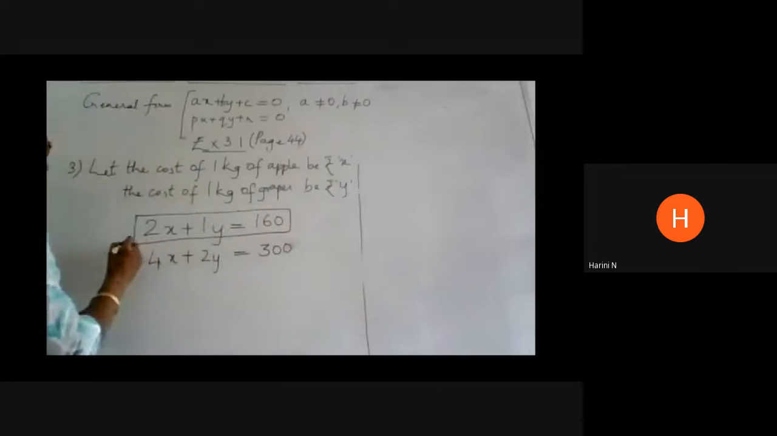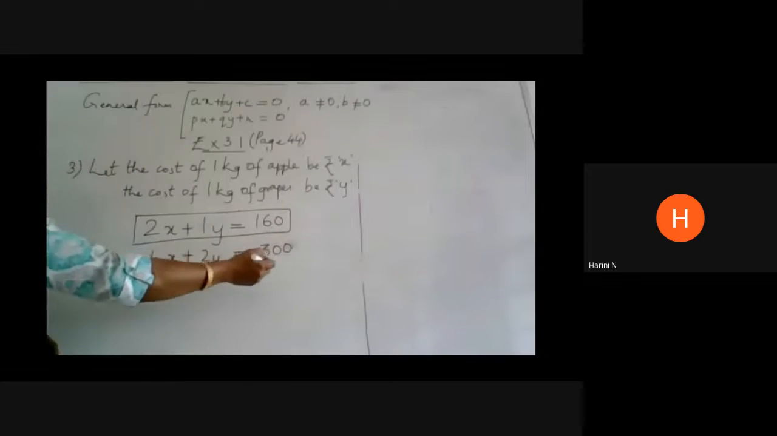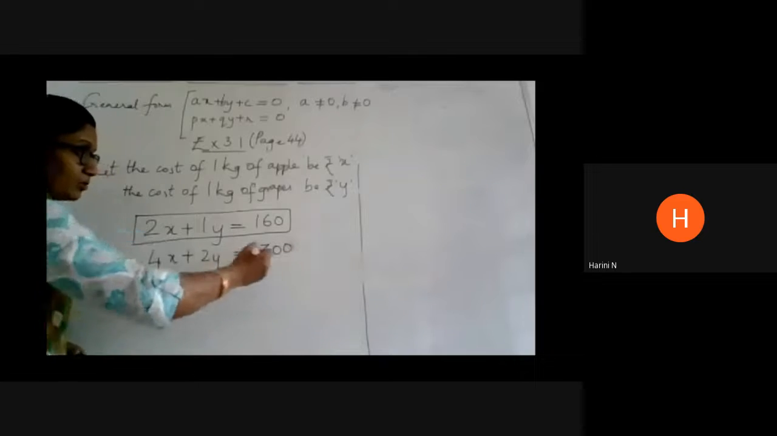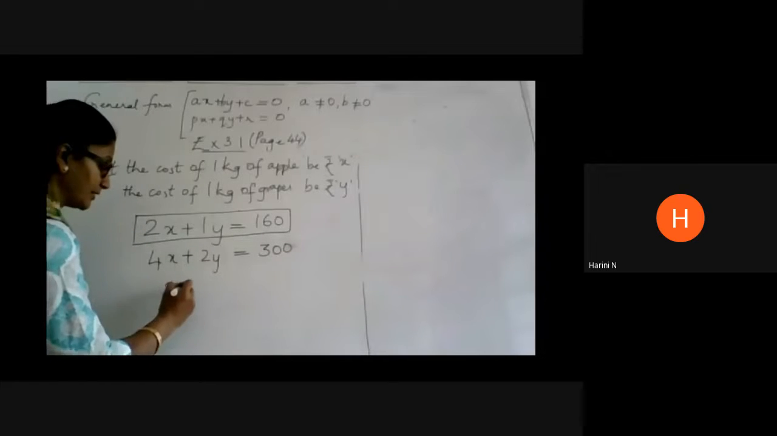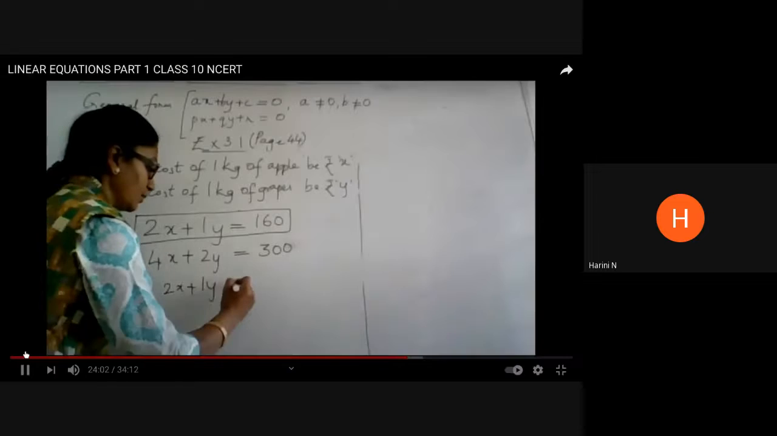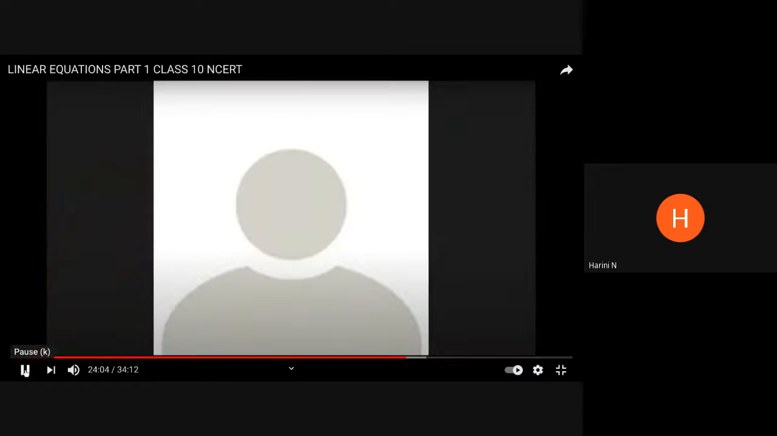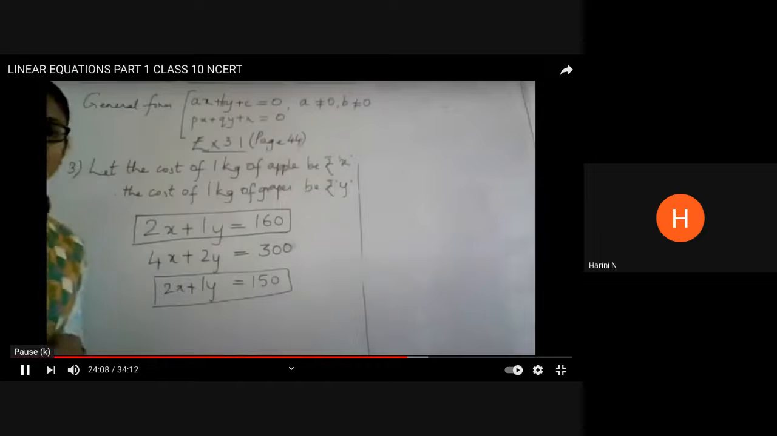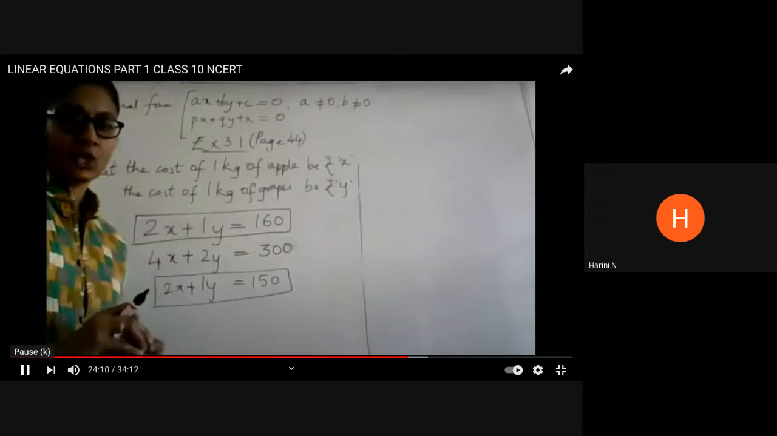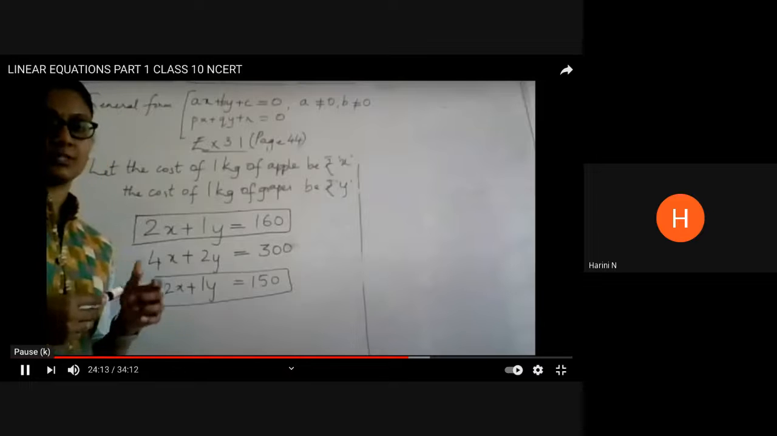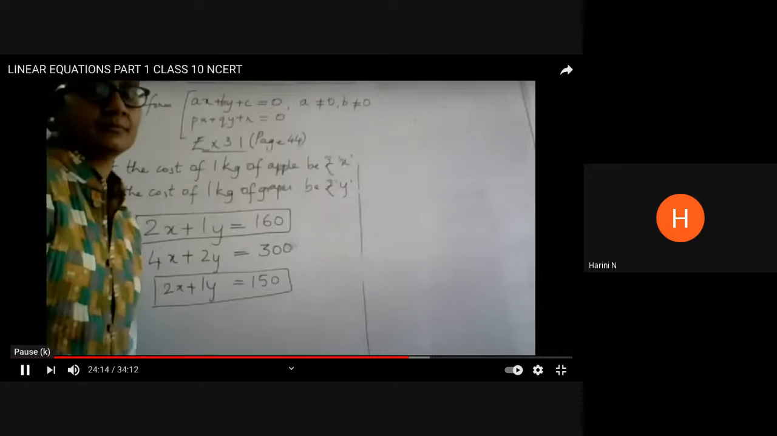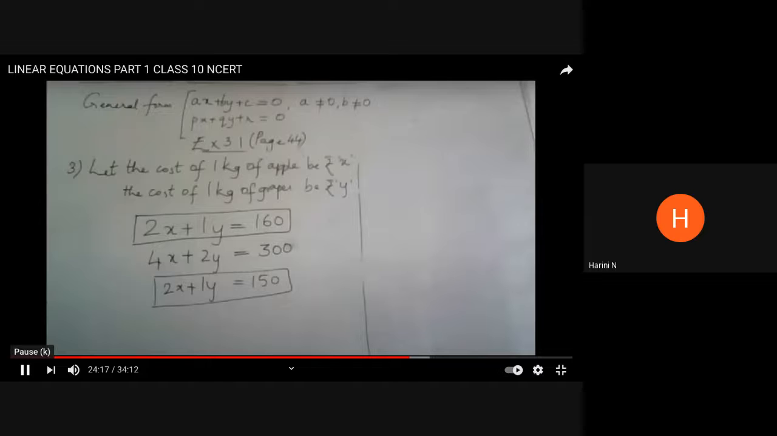So in the first equation there is no common factor, so you will take it like this. The second can be further simplified by dividing by 2. So this will become 2x plus 1y equals 150. So this will be the second equation. Alright. So you should see carefully if there is any common factor between the terms of the given equation.